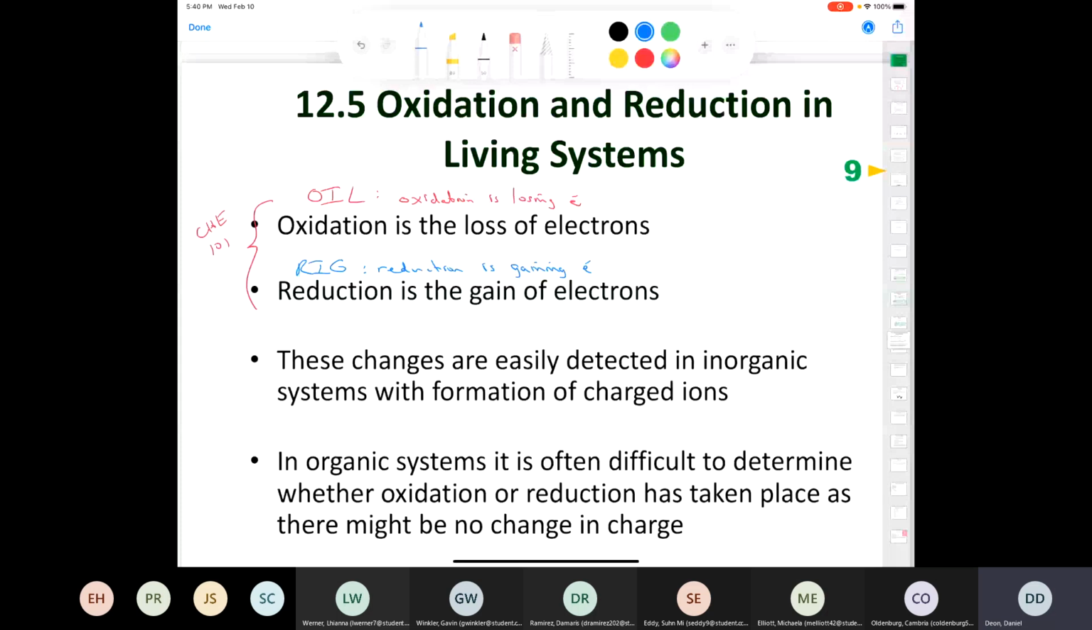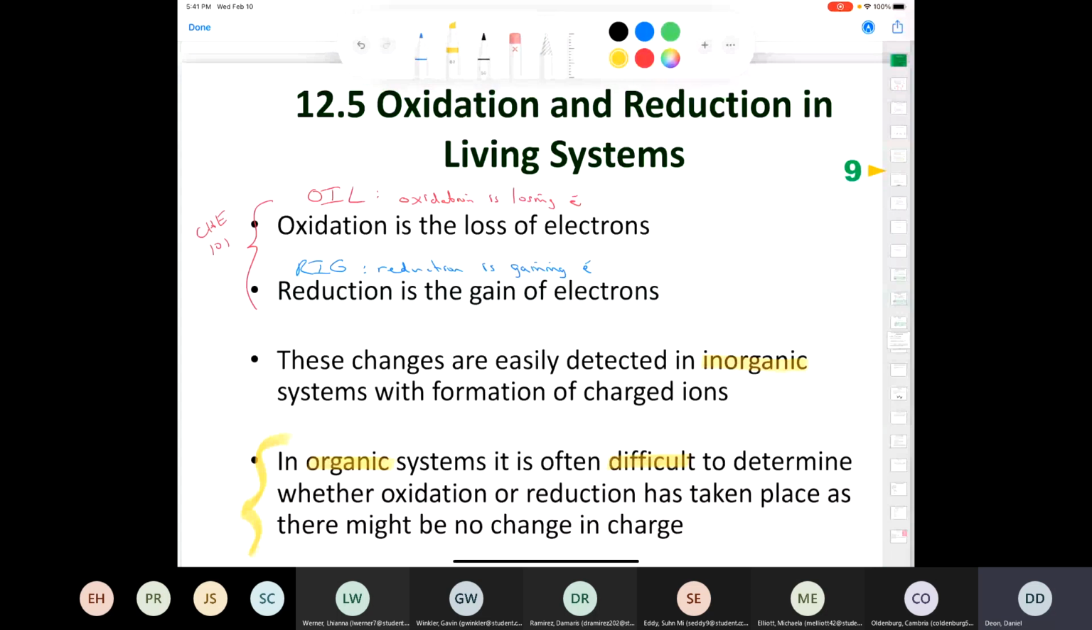Now, if you studied Chemistry 101 at PPCC, I know you would have seen this concept come up for sure in your class. And I'm sure you all mastered the content. However, what you looked at in Chemistry 101 would have been inorganic systems. And then you see cations and anions, and it's pretty easy to figure out how many electrons are being lost and gained. But in organic systems, which is what we're concerned with in this class, it's actually sometimes very difficult to determine whether oxidation or reduction has taken place because we don't see charges, right? If you think about all these organic molecules that we look at, we seldom see charges.